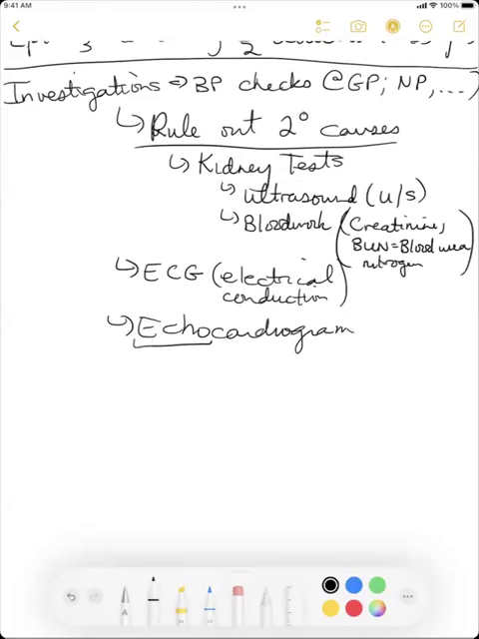Echo, think of sound. Sound waves are done with ultrasound. So this is a specialized ultrasound of the heart. So they take pictures, cardiogram, and it's through sound or an ultrasound. Ultrasound of heart. Here we're actually going to look for the ventricle wall thickness.